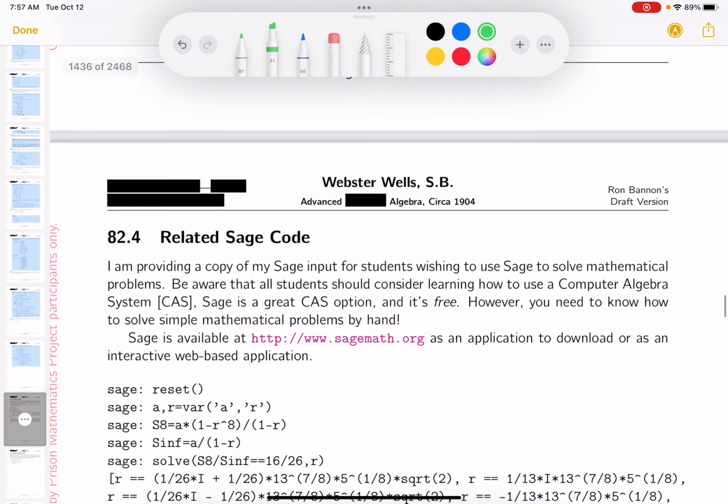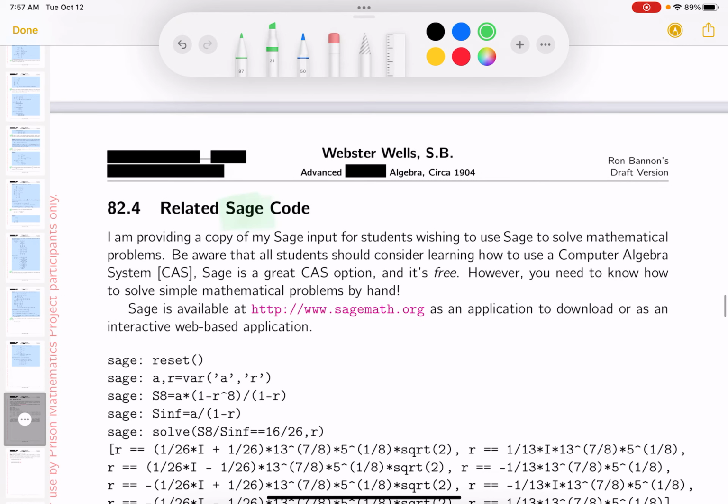All right? Then you get to this related Sage code over here. And again, I can't say enough times, a computer algebra system, or CAS for short. It's open source, meaning free software. That's the website. Download it. Interactive web-based application.